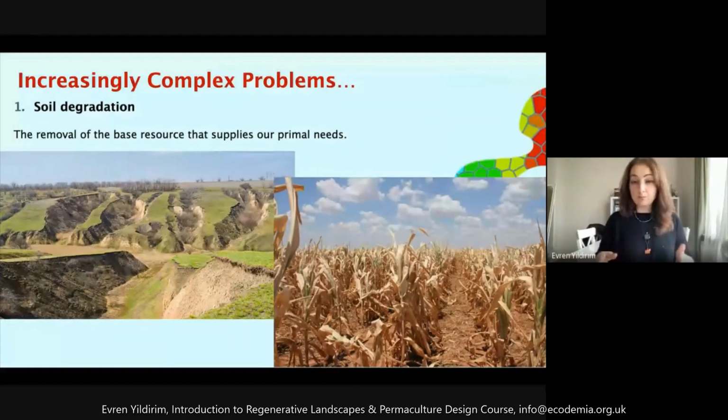Why is soil so important? Soil is also the most important topic in permaculture. We'll be talking about soils a lot. Because losing soils means losing the base resource that supplies our primal need, which is feeding, food. And we now see millions of people suffering from hunger due to soil loss, and it's happening all around the world.